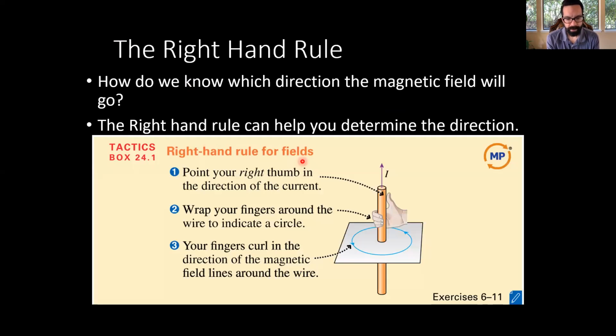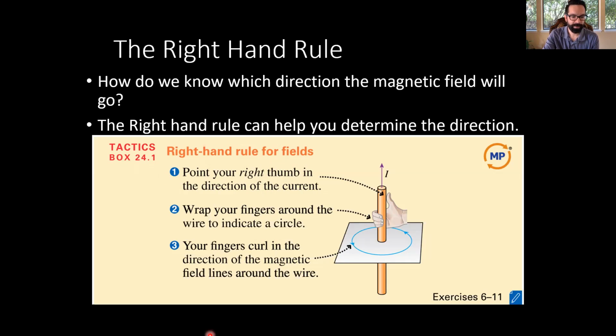It's pretty much this. If you put your thumb in the direction of current, almost like you're grabbing that wire, the way your fingers curl will tell you what direction the magnetic field is going. In this picture, current is going up. So you grab that wire, and your fingers are going in almost a counterclockwise motion there. So you can figure out pretty easily that the magnetic field created around it is going to be clockwise or counterclockwise.